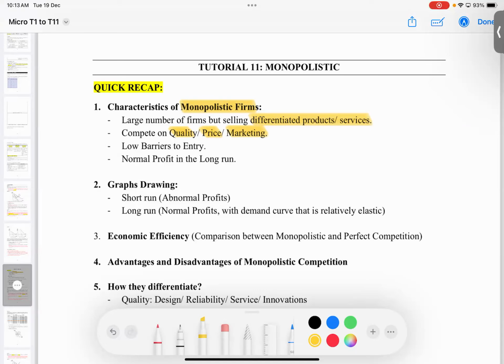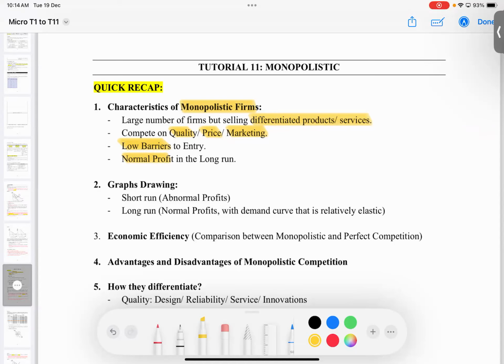So for this industry, it's not hard for new entrants to enter, because of the low barriers to entry. Low barriers to entry means that it's quite easy to enter. Ease of entry is quite high, and firms will earn normal profit in the long run. Why is that so? Because as time goes, more and more producers will come in, and that will result in a lot of substitutes being available. That will shift their demand curve leftwards and cause them to earn only normal profit in the long run, which we will show in the graph later on. So these are the general characteristics of monopolistic firms.